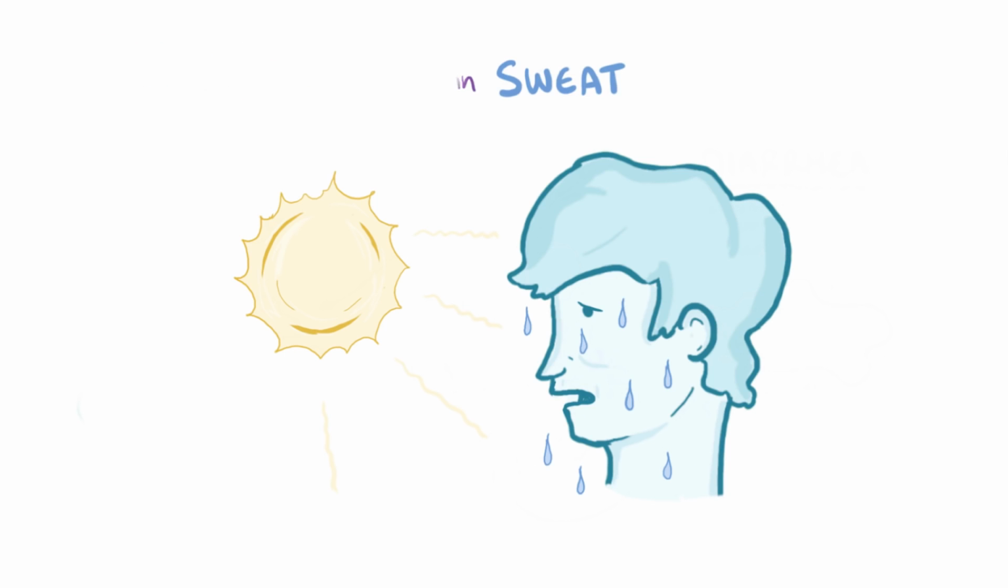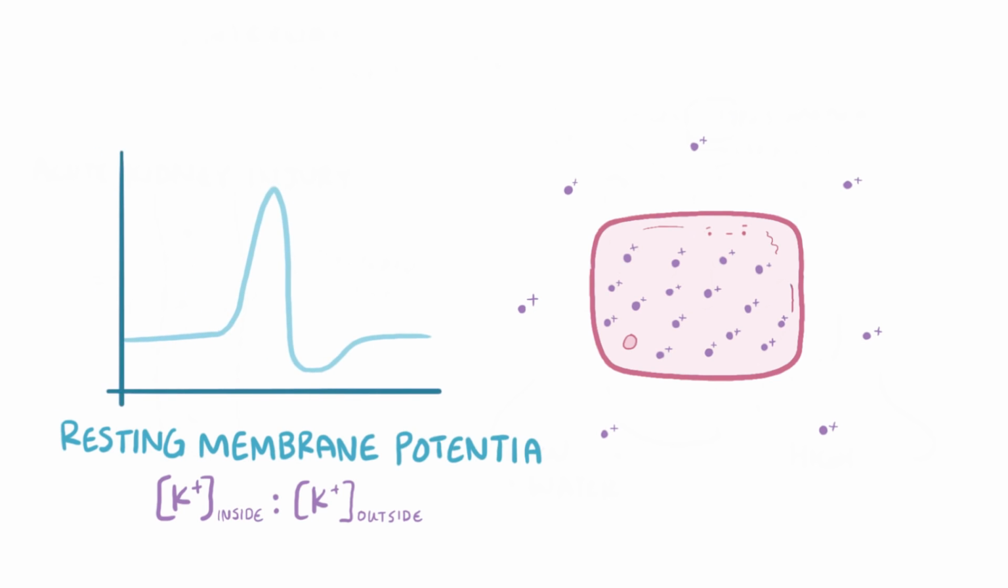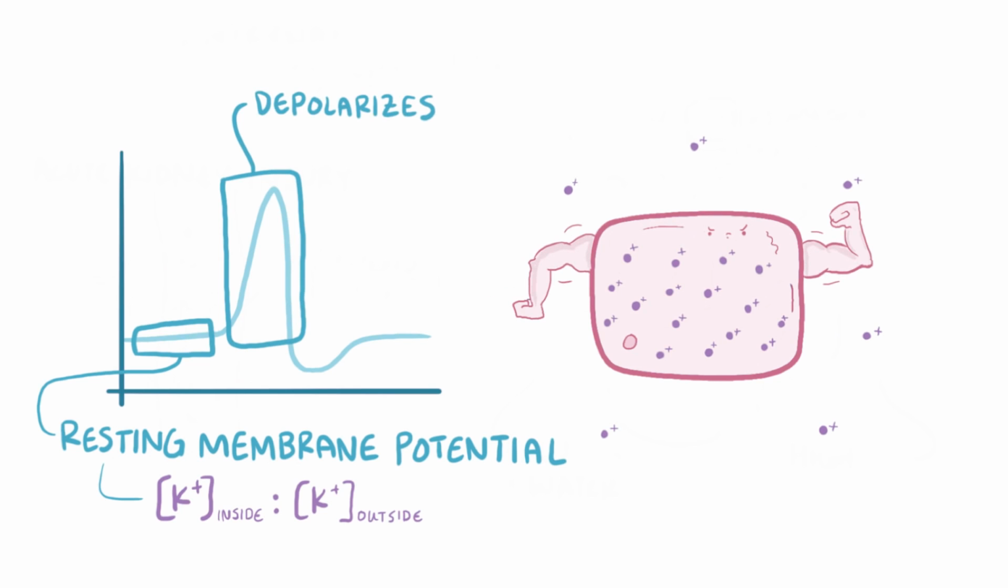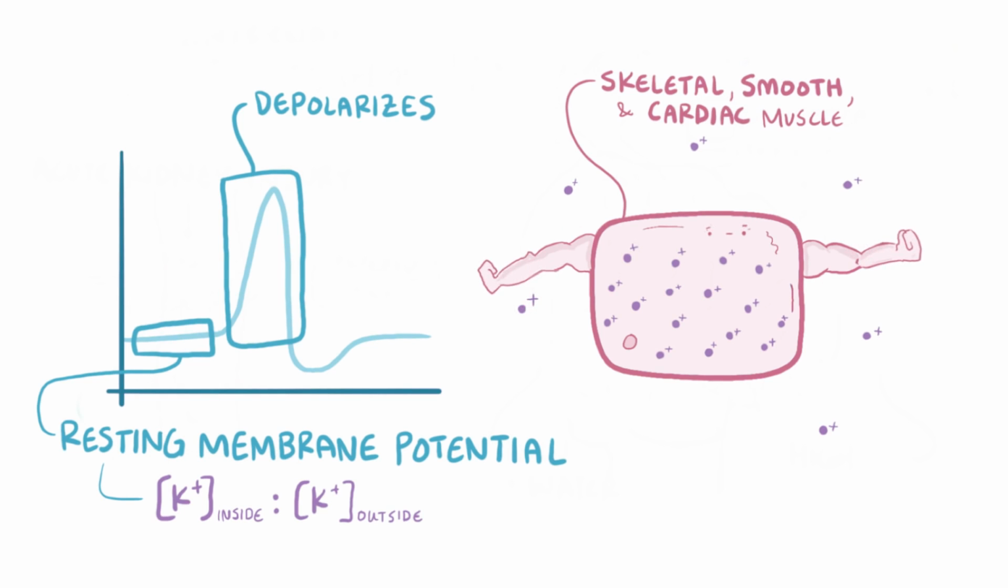Alright, so there are all these ways to develop hypokalemia. But what happens when somebody actually has hypokalemia? Well, remember that the concentrations of potassium inside and outside of cells is really super important for maintaining the resting cell membrane potential, and ultimately for allowing a cell to depolarize and a muscle to contract. And that includes all muscles: skeletal, smooth, and cardiac muscles.